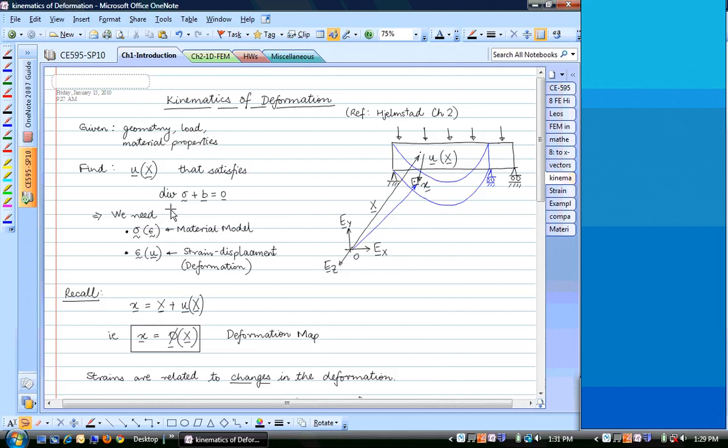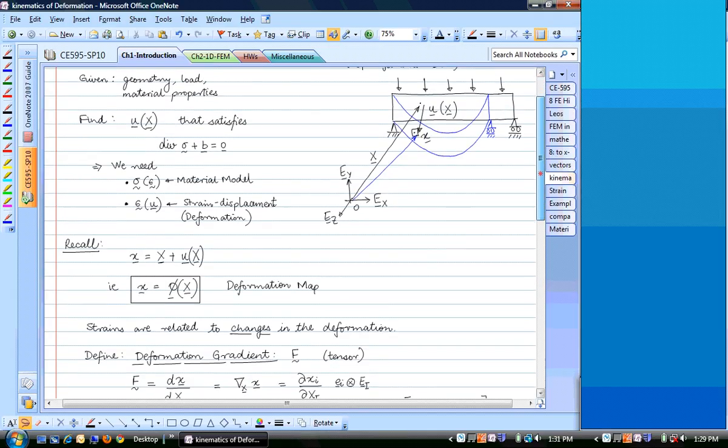And in addition to this equation, since we want to find out the displacement field, we actually need a couple more relationships. So one thing we need to know is how the strain is related to the displacement, and how the stress is related to the strain. So those two types of relationships are the strain-displacement relationship, and the material model, right?